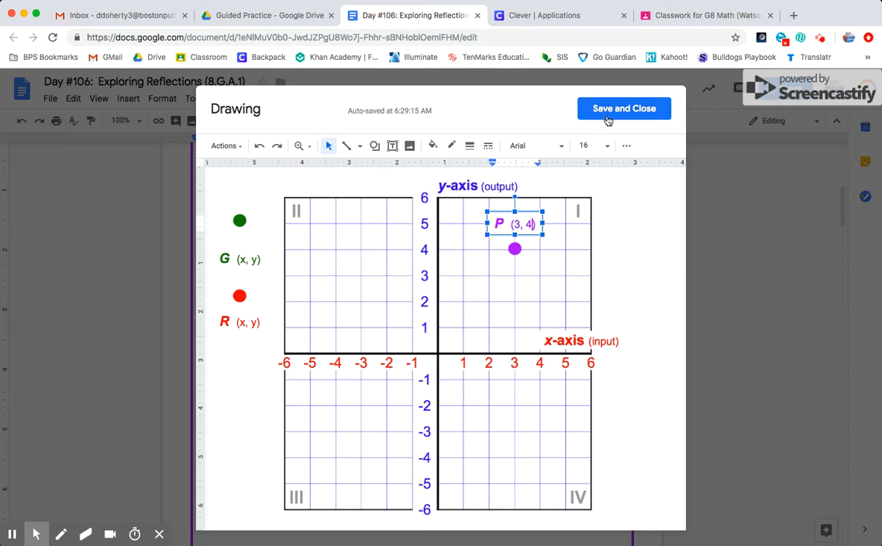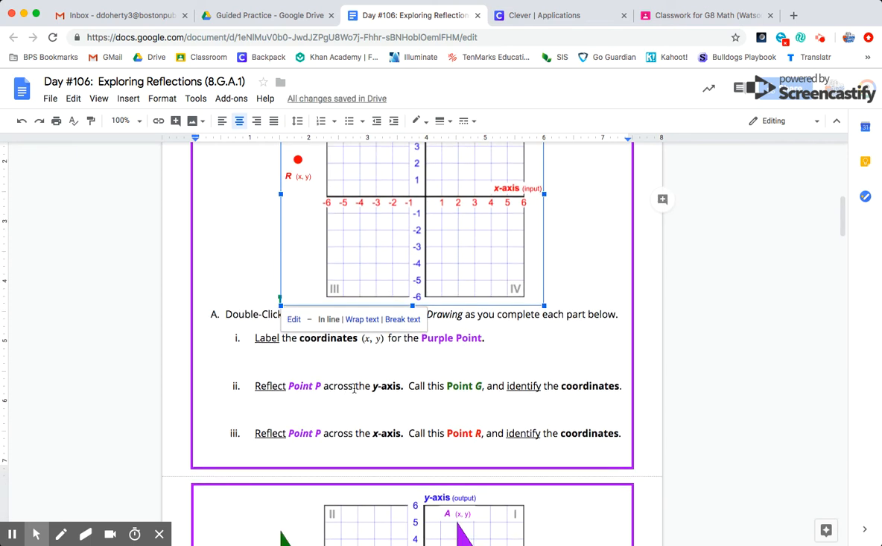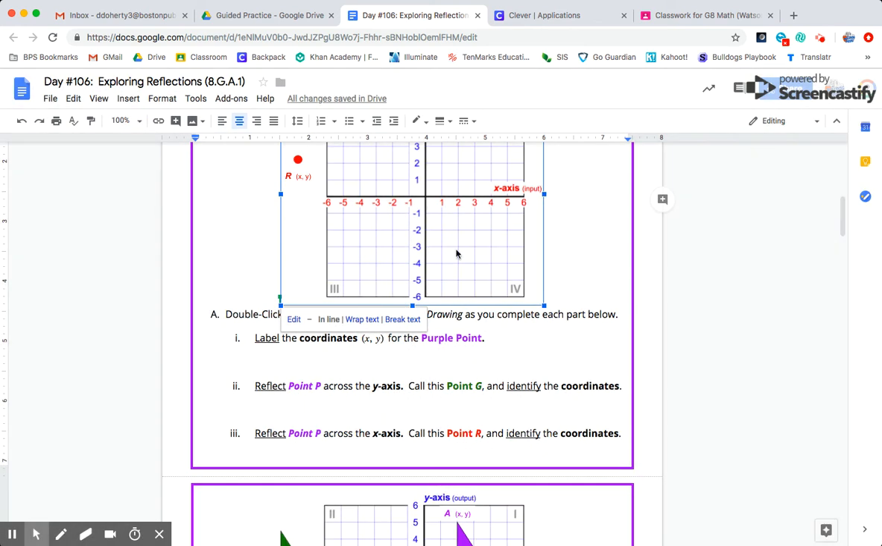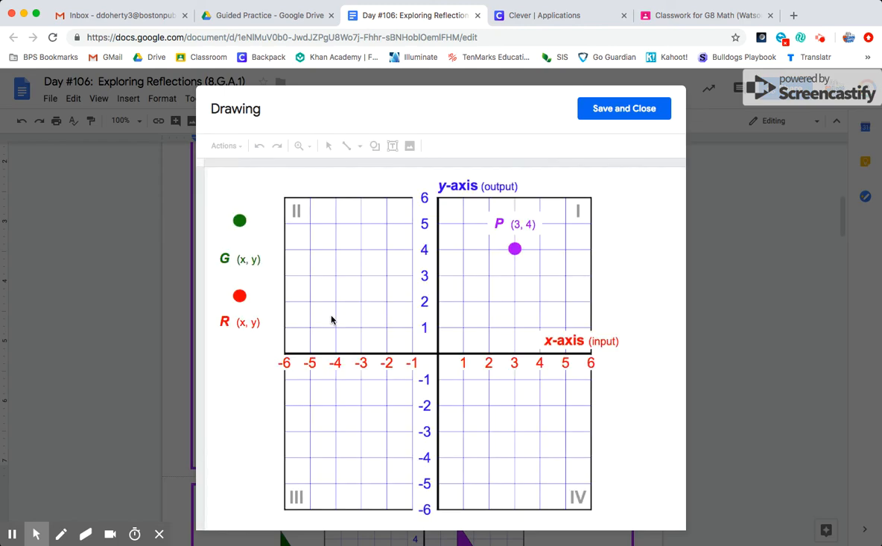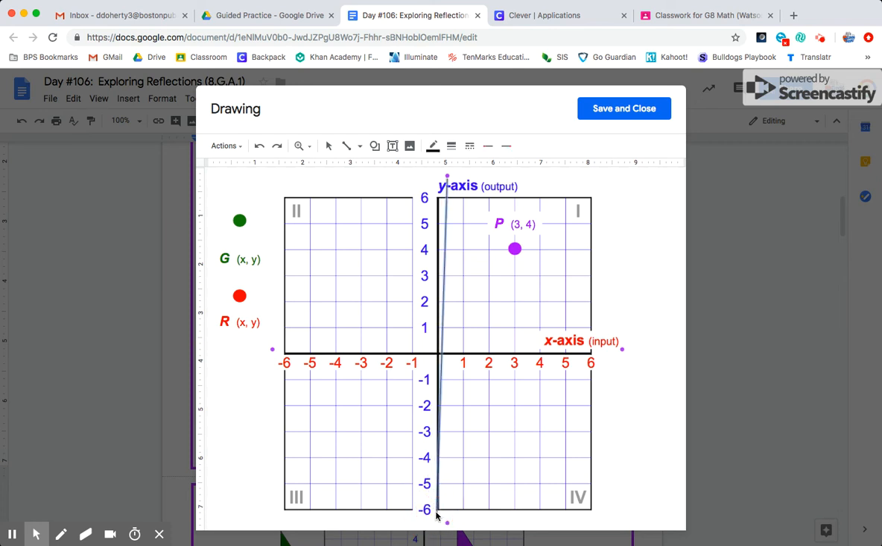Our main job, we were asked to reflect point P across the y-axis. That's our big job here. And we're going to call this new point G. So as I take a look at the graph again, reflecting across the y-axis, I'm going to put a big red dotted line here. This is the y-axis. My line's not perfect, I'm sorry about that. Here's the y-axis, runs right up and down there. This red line right there.